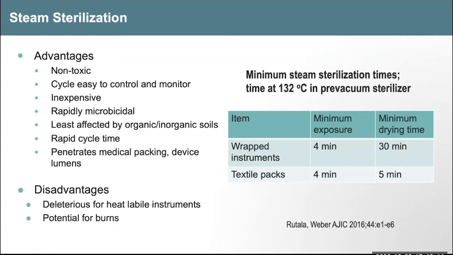And you can see the minimum steam sterilization times at 132 degrees in a pre-vacuum sterilizer for wrapped instruments and textile packs. And then there needs to be a drying time to remove any water vapor, since you don't want the wrapping to be moist. We used to have a time dependent period of time, once something was wrapped, before they'd be re-sterilized, 10 days, 30 days. Now we use event determined, meaning as long as the paper is intact and the packaging has not been damaged, then they don't need to be re-sterilized at any set time.